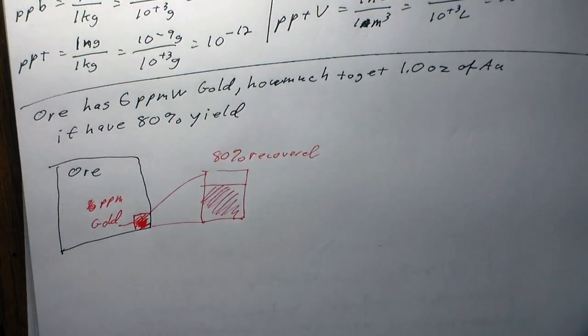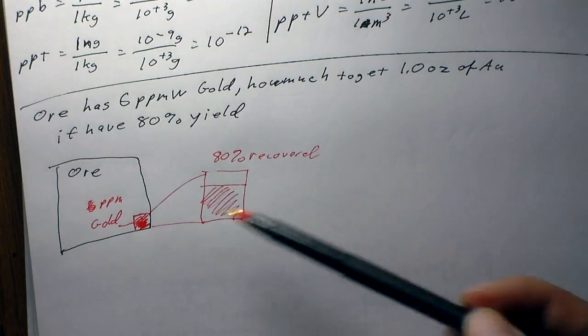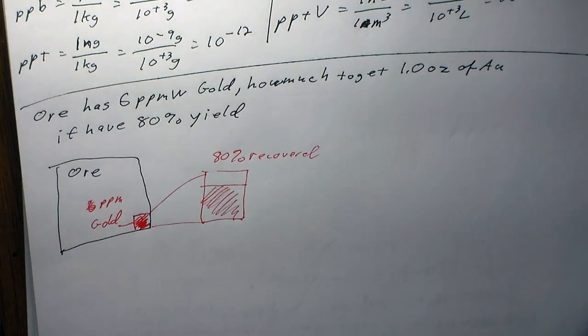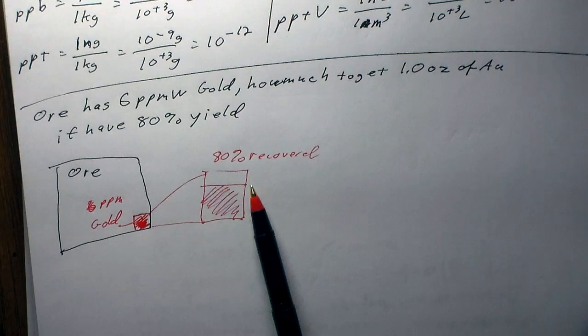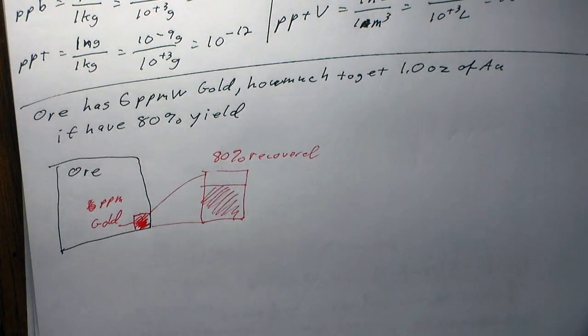Now, I don't know if this is accurate. I'm not a miner, but it seems like a reasonable thing. So in other words, your ore gets processed and 20% just happens to go by. So we want to get 1 ounce of gold. How much of this ore do we actually have to process here?